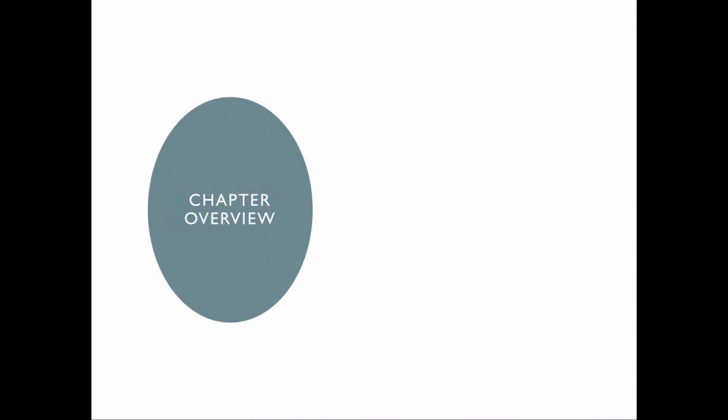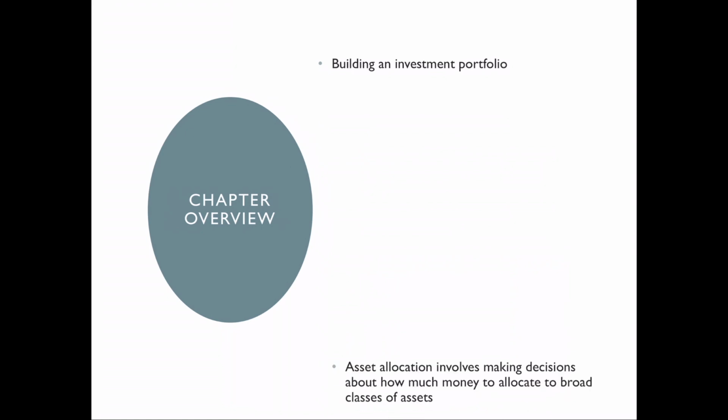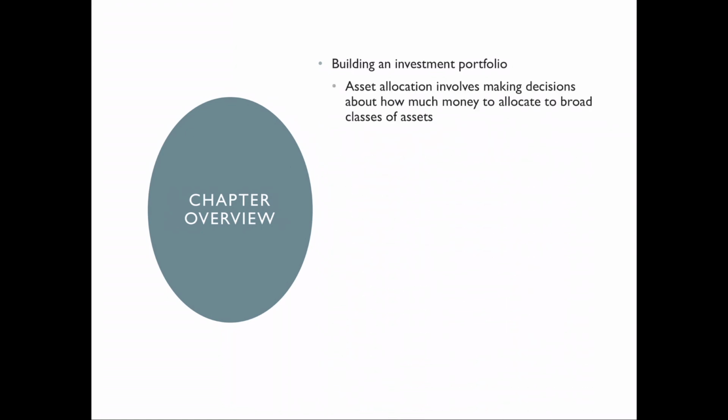So a quick refresher in our chapter overview. When building an investment portfolio, think back to Chapter 1. Asset allocation involves making decisions about how much money to allocate to broad classes of assets, such as your stocks, bonds, real estate, etc. And then security selection occurs when the investor selects specific assets from within each class. What we'll be focusing on today are these broad classes of assets, and then discussing some of the different features for those that would be going into the security selection of specific types of assets.